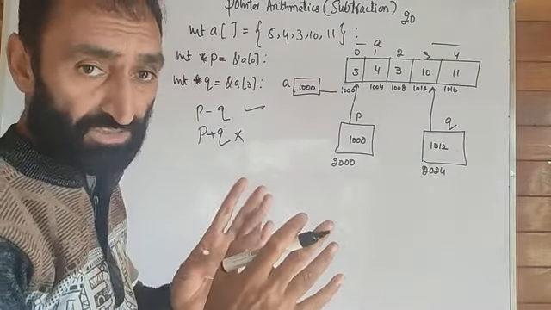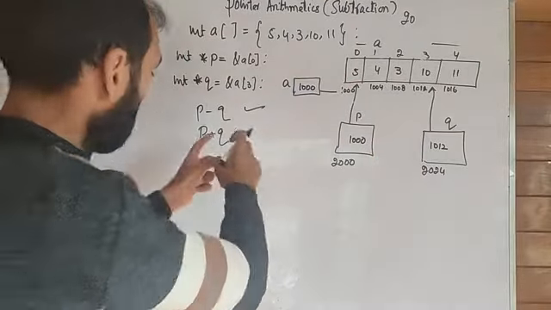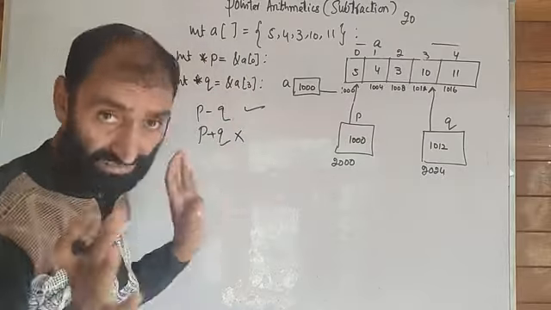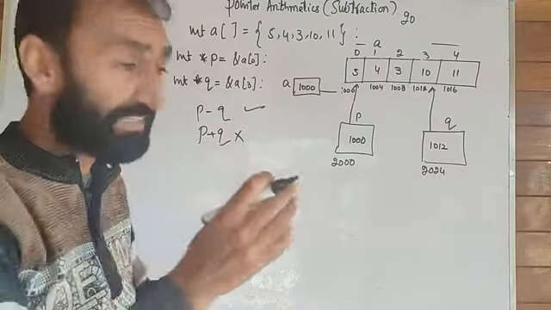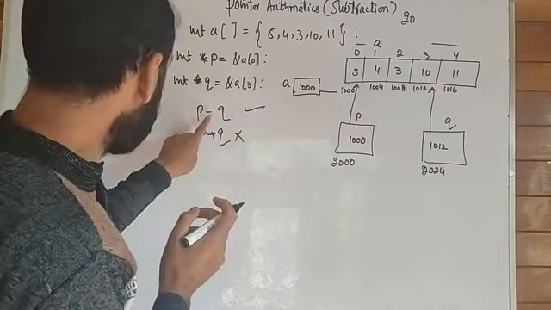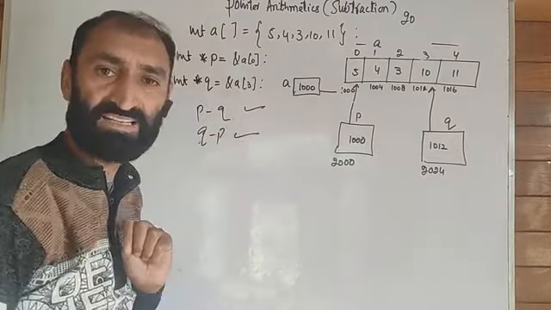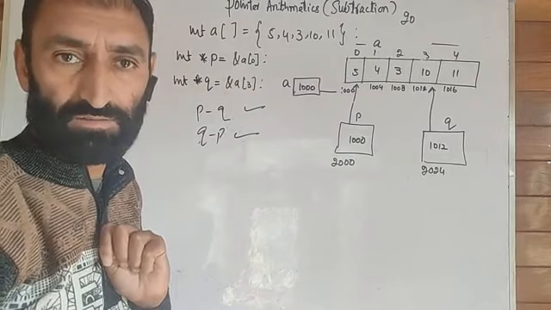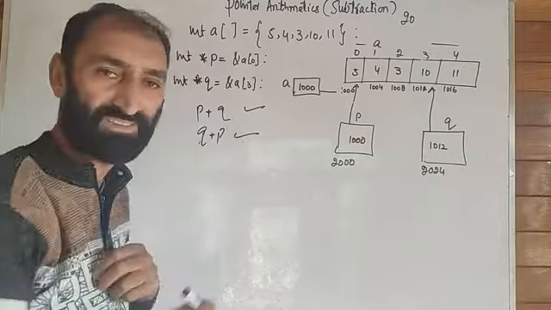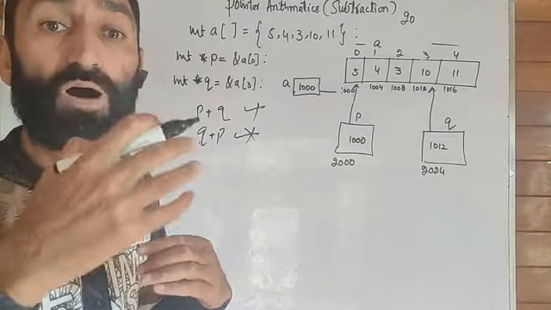Take care of these things. For example, we cannot add P plus Q. P is one pointer, Q is one pointer, so we cannot add these two pointers. But we can perform subtraction on these pointer variables. P minus Q, and Q minus P, both are legal and allowed in C. But adding up these pointers is illegal. We cannot add, but we can perform the subtraction.